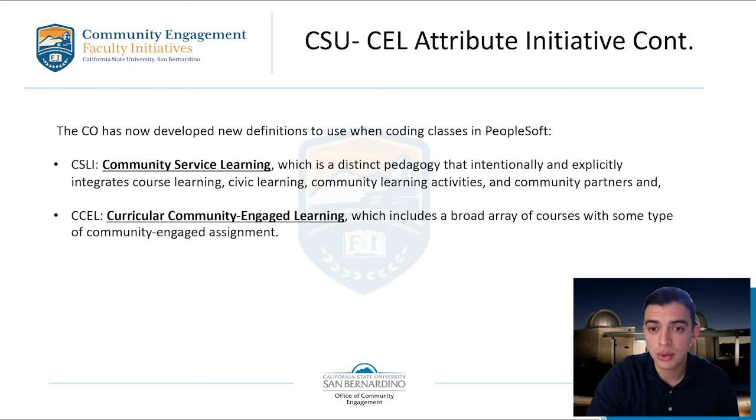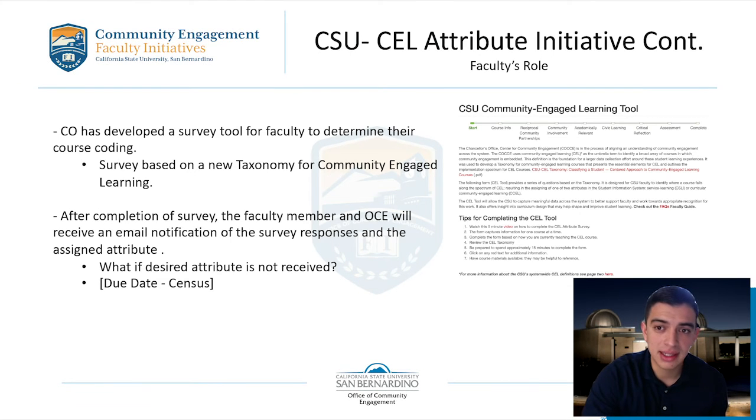The new attribute, curricular community engaged learning, includes a broad array of courses with some type of community engaged assignment. This attribute will allow other courses, like courses structured around community-based fieldwork and internships, to be recognized in the PeopleSoft system. So how does the Chancellor's Office identify the correct community service learning or curricular community engaged learning attribute for your course? Well, to do this, the Chancellor's Office developed a survey tool for faculty to determine their course code.